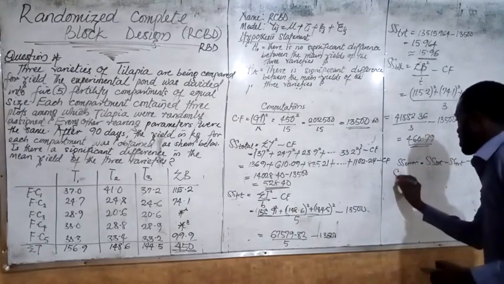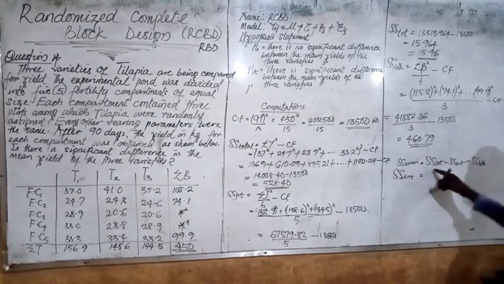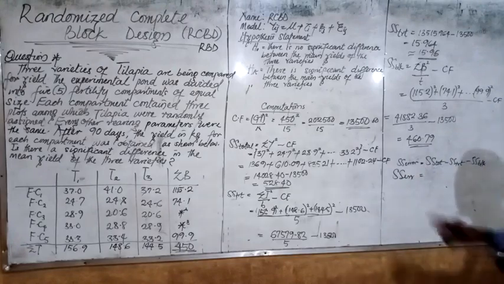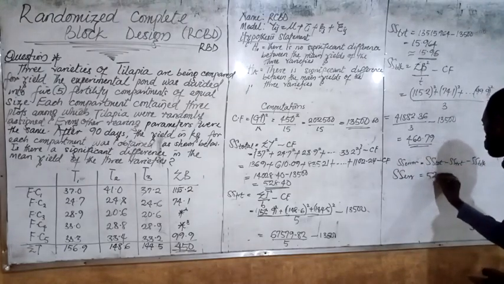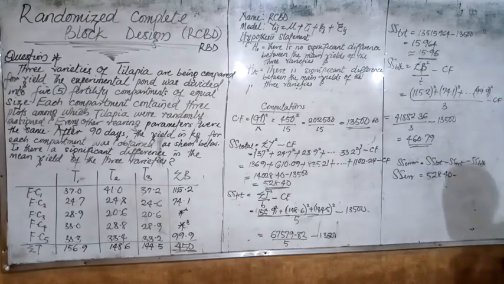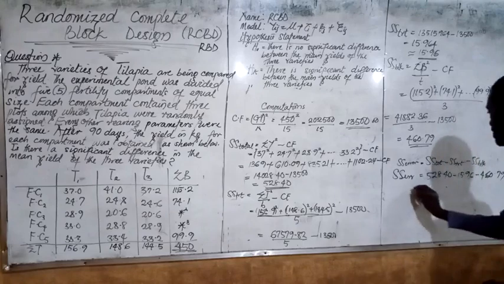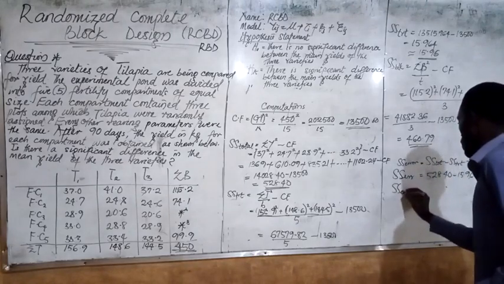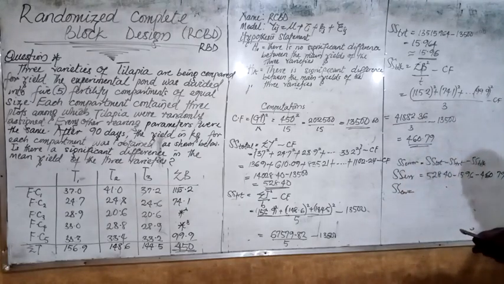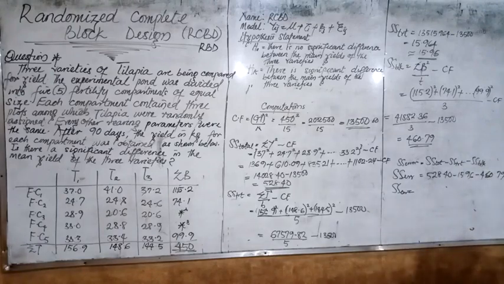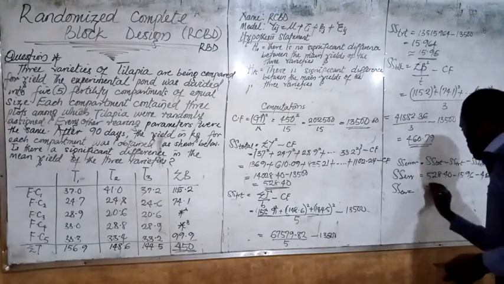Then finally, the SS error is going to be what? SS total minus SS treatment and SS block. Now, what is our SS total? We got 528.40 minus SS treatment, 15.96, and SS block, 460.79. Now, at the end of the day, SS error is going to give us 51.65.